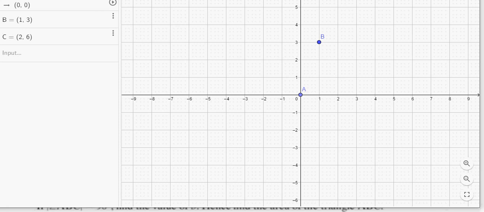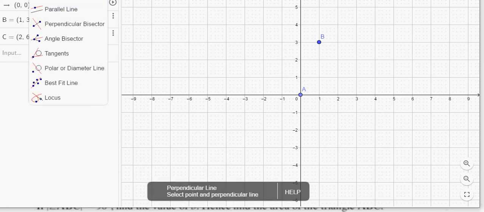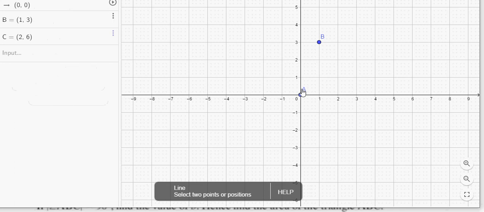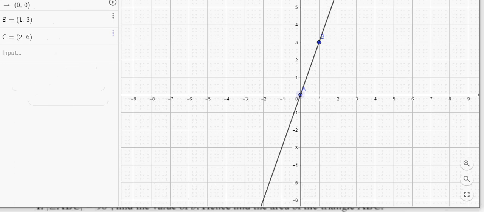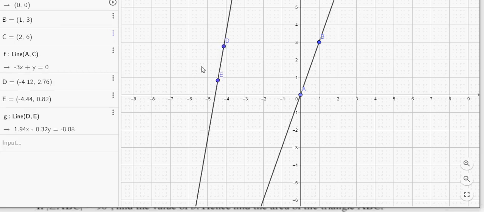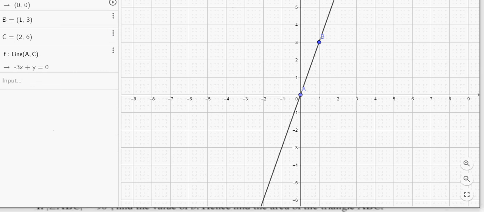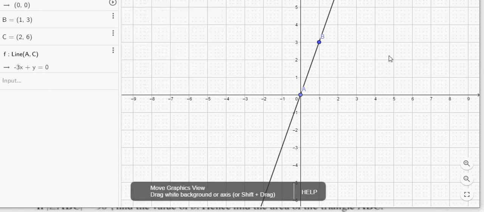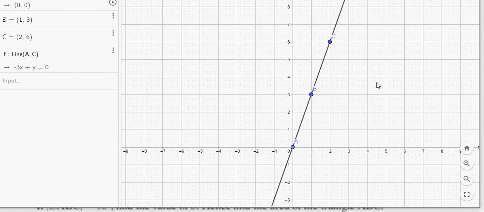Alright, it's a funny looking triangle to me. Why is that not a triangle? It's not a triangle because all 3 points are on the same line. This means they're collinear. Do you get what I'm saying?